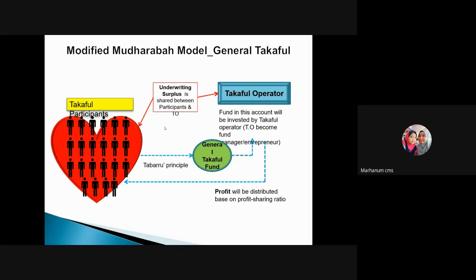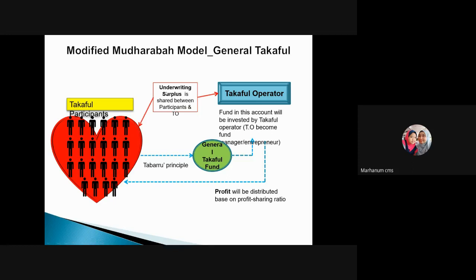Okay, there are basically three opinions about the sharing of underwriting surplus. The first opinion is not to allow both the participant and the Takaful operator to share the underwriting surplus. Why? They are of the view that this underwriting surplus is already donated by the participants. So whatever we have donated, we do not have the right to receive it back. So neither the participant nor the Takaful operator has the right to share the underwriting surplus. That's the first opinion, the strictest opinion. And then the second opinion is that the underwriting surplus can be given to the participant, because that surplus comes from the fund and the fund belongs to them.